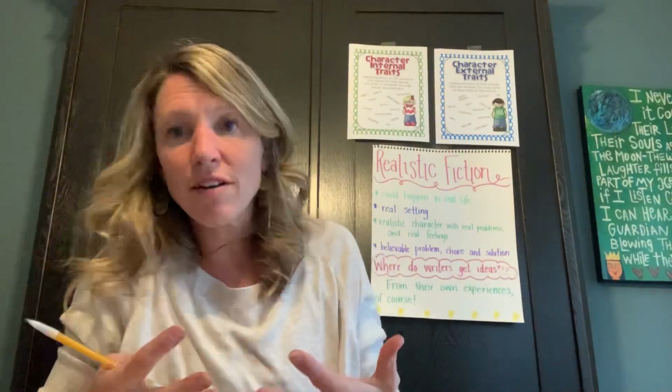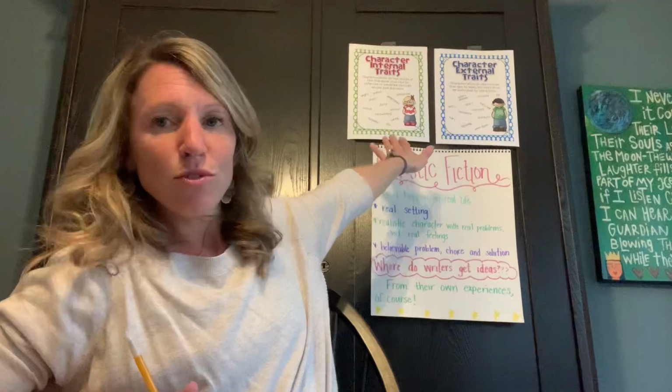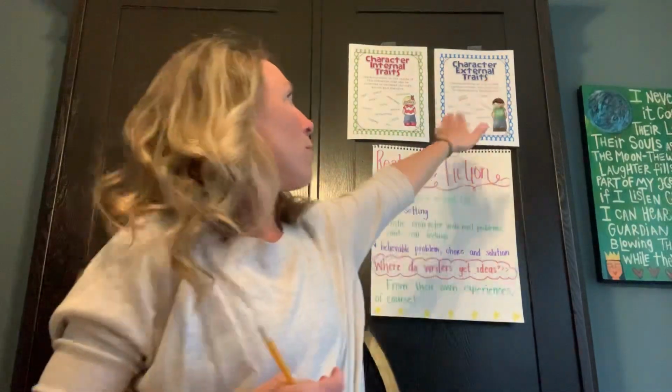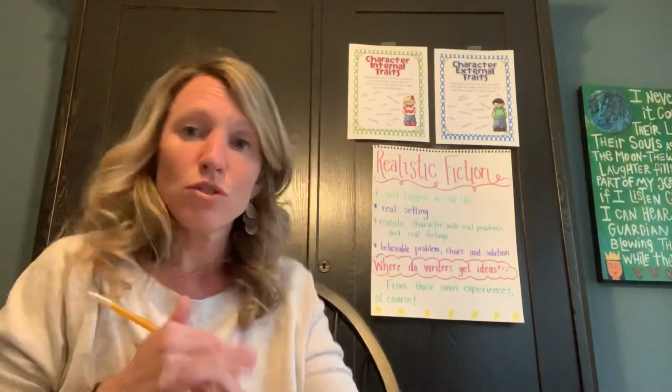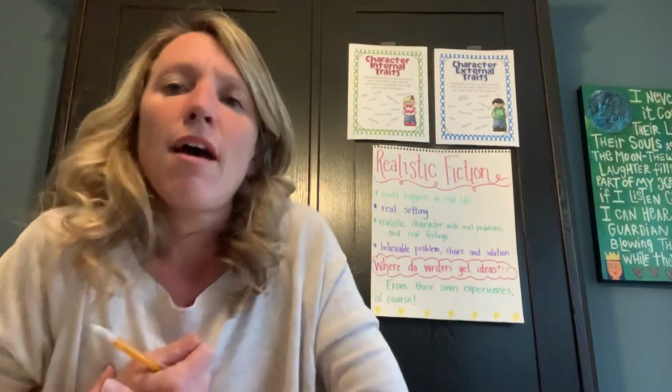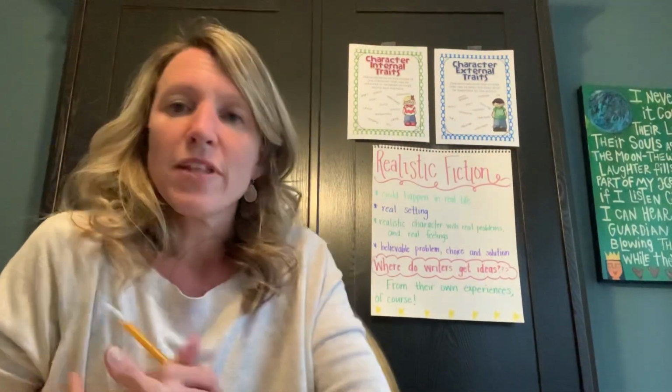So you need a real character, which we talked about yesterday. I have up here some internal traits of your character, of how your character is and feels on the inside. And then we have external traits of how your character looks: dresses, curly hair, glasses, freckles, earrings, on the outside. Those are the external traits.